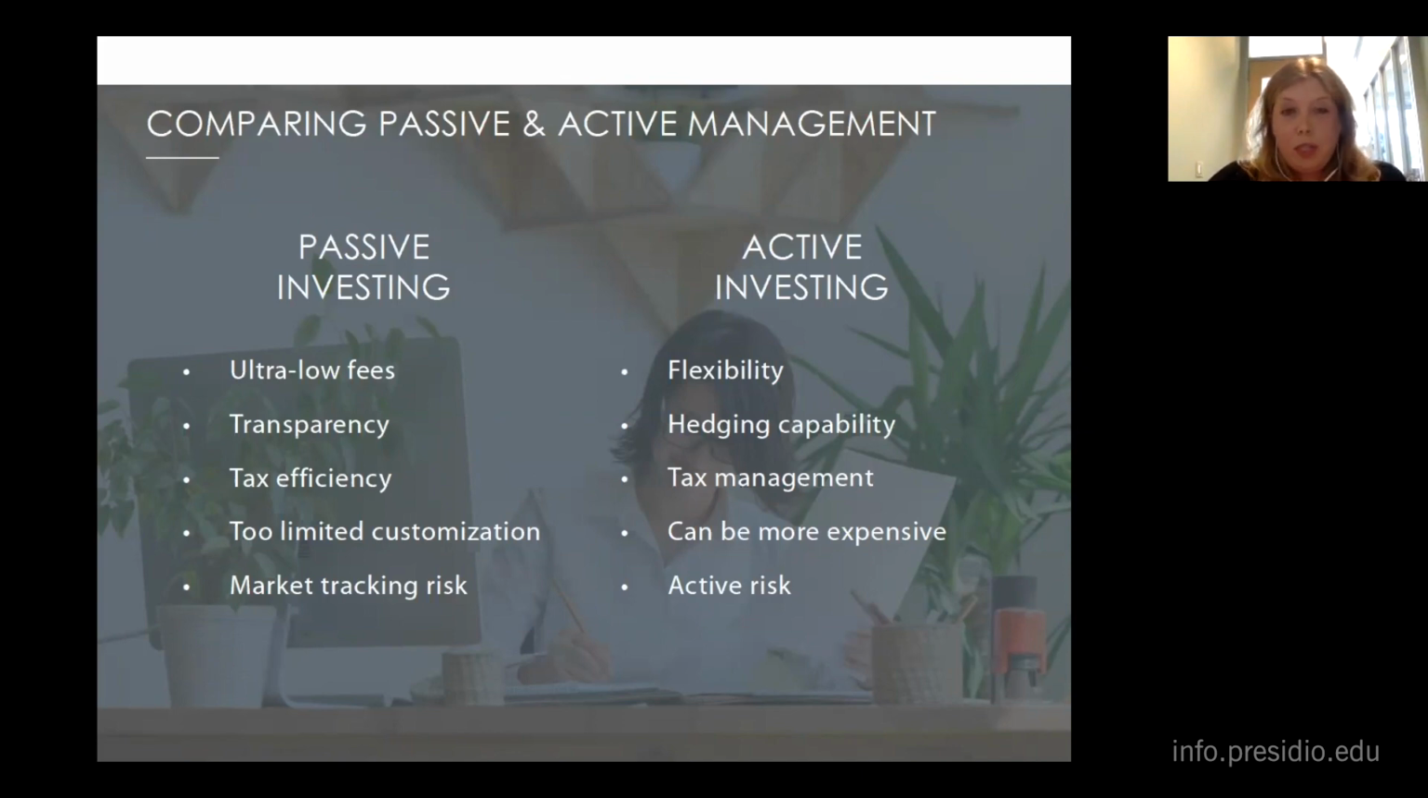And proponents of active investing would say that passive investing is too limited because you are limited to just the funds in that specific index or whatever the predetermined set of investments is, with little to no variance and locked into those holdings no matter what's going on in the market.